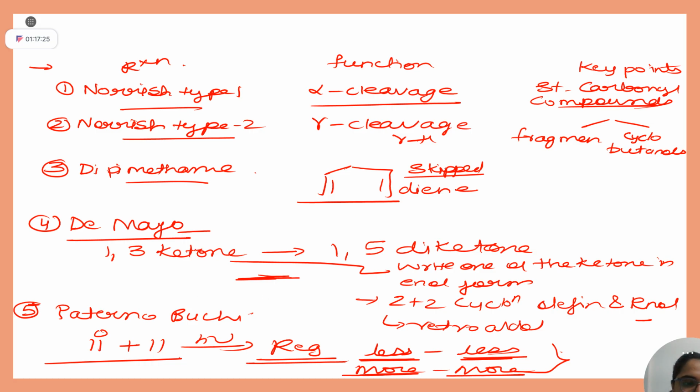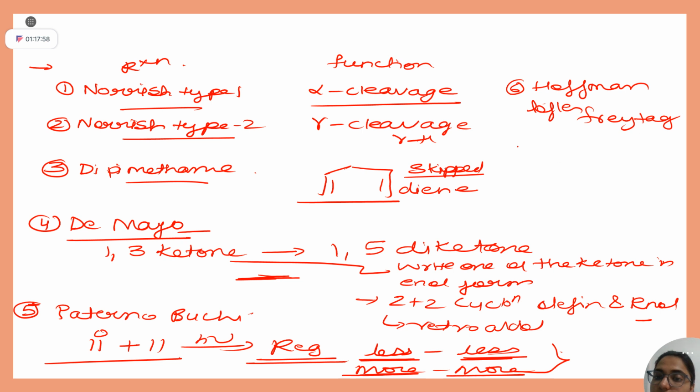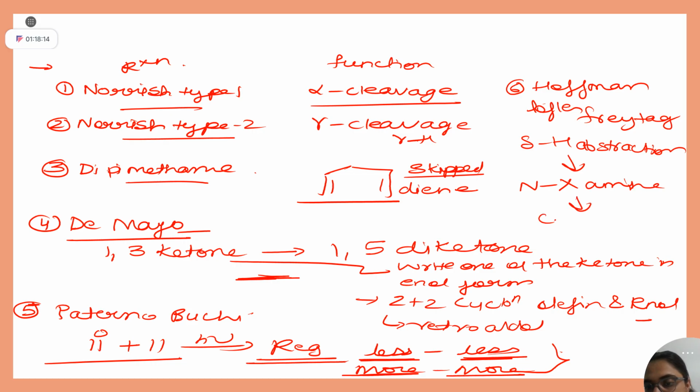After that, at sixth number, let me erase that part. At sixth number I have Hofmann-Loeffler-Freytag. Sometimes the name also comes, so you should remember the name also. In this delta hydrogen abstraction, in the final product, haloamines change to cyclic amines. How cyclic? Delta hydrogen abstraction and amine formation. So this is all the summary of today's class.